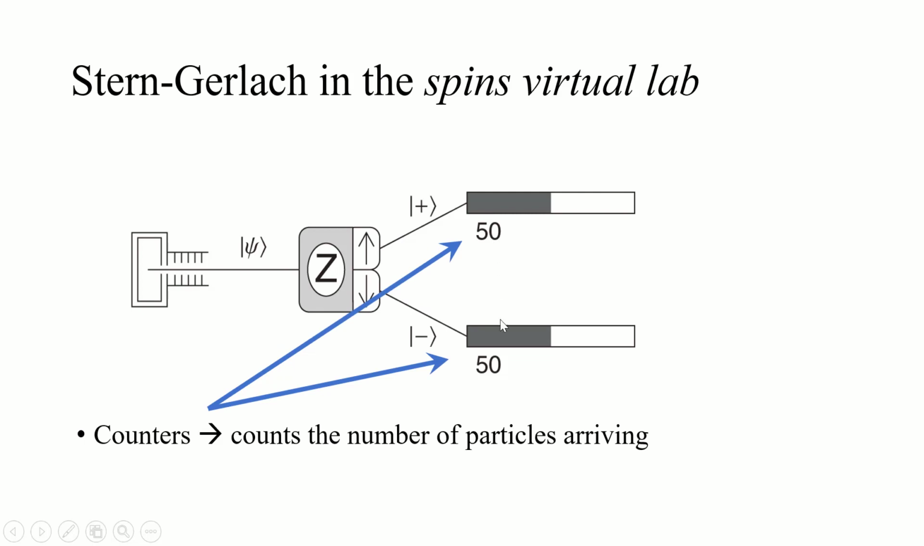The last thing we need are these counters. They're exactly what they sound like. They just count the number of particles that get to each counter. So we put a counter here. In the setup we're looking at, it was standard Stern-Gerlach: a beam of particles going into the Stern-Gerlach analyzer, which splits them into the two paths. 50 went up, 50 went down. It was evenly split.